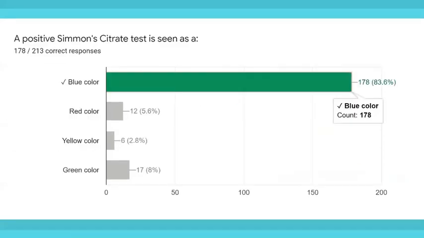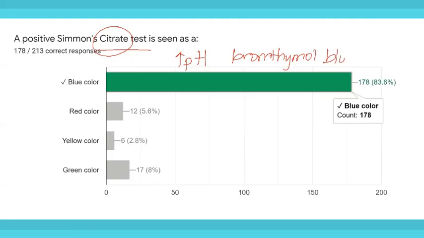Next, a positive Simmons citrate test is seen as a blue color. Now remember, in the citrate test, what we are trying to detect is the ability of the organism to utilize citrate as the sole carbon source. If the organism can utilize citrate as the sole carbon source, the breakdown products of citrate will increase the pH of the medium, causing the indicator bromothymol blue to turn blue. From green it becomes blue, which is the positive result in your Simmons citrate test. So again, the increased pH will cause the bromothymol blue to turn from green into blue.